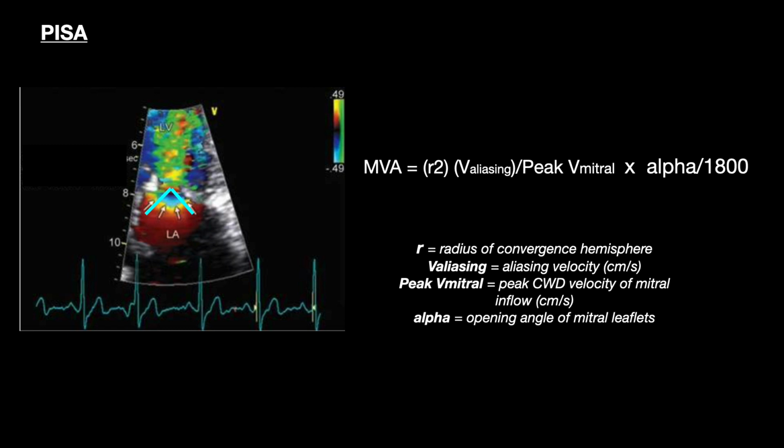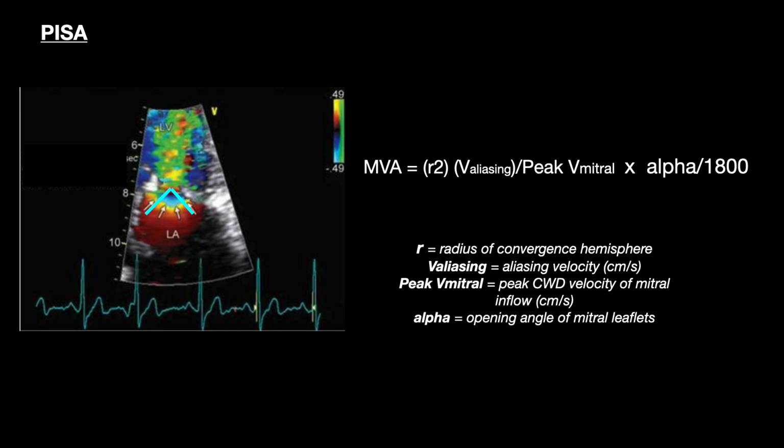The V aliasing, or the aliasing velocity, is in centimeters per second. And then we have the peak V mitral, which is the peak continuous wave Doppler velocity of the mitral inflow. And then A, or alpha, listed on the slide, is the opening angle of the mitral leaflets relative to the flow direction. This method can be used when there is significant MR, so sometimes you have to use it if there's mixed mitral valve disease, but it is technically challenging for a number of reasons, particularly measuring that alpha angle. That's something that takes a fair bit of technical expertise to get right.